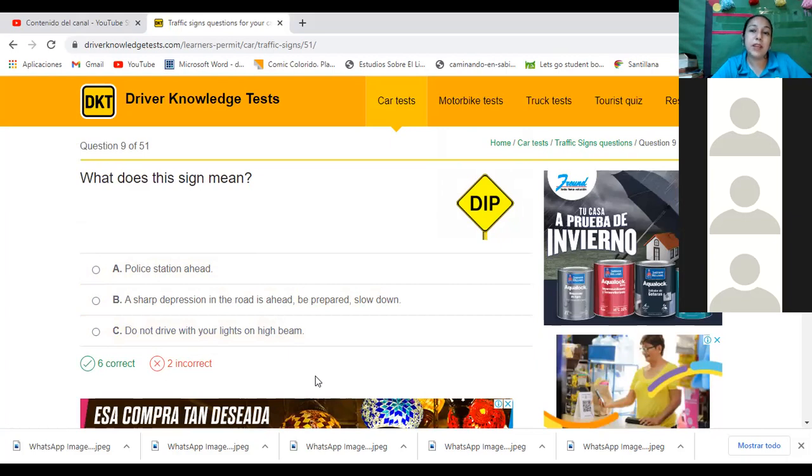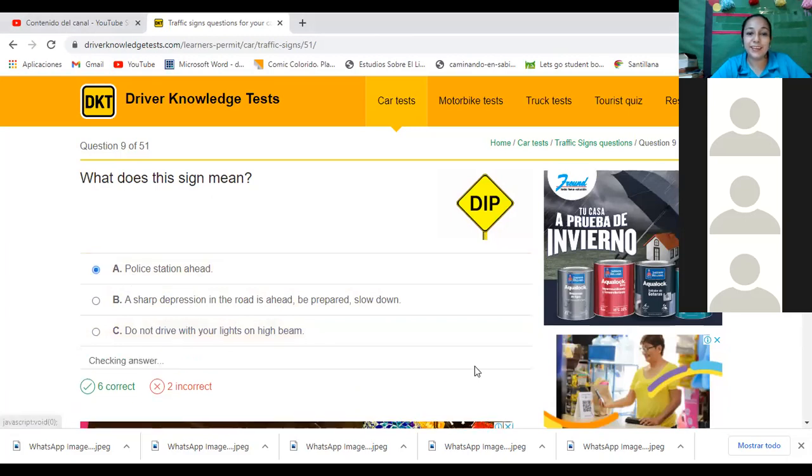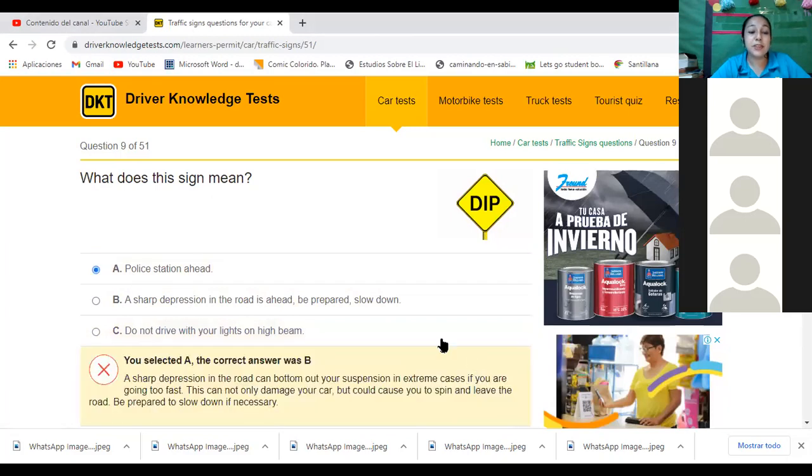Let's discover the abbreviation, DIP. What is the meaning of that? Let me see. Police station ahead. Okay, you say A. Let me check if it is A. Let's check. Okay, this one is B.